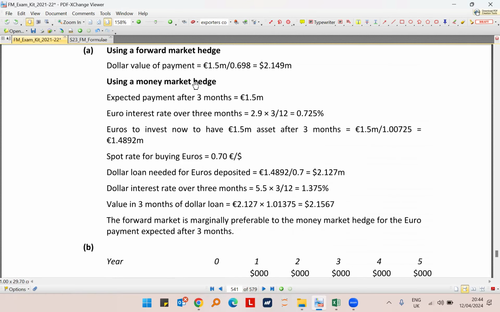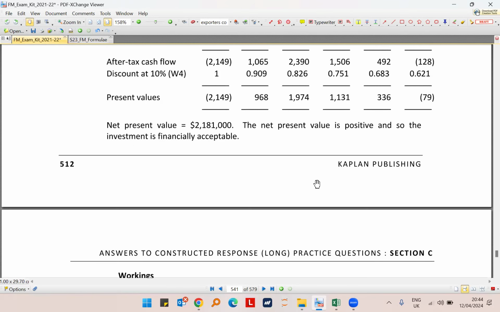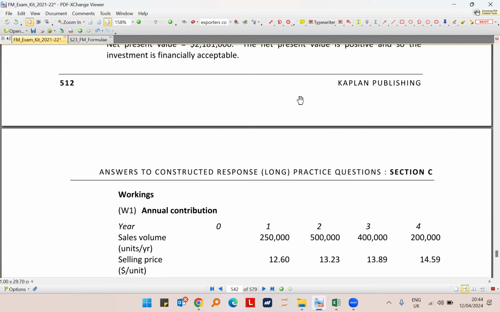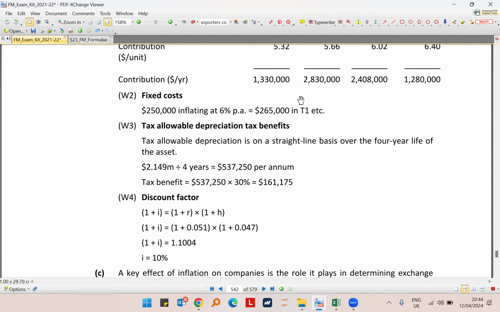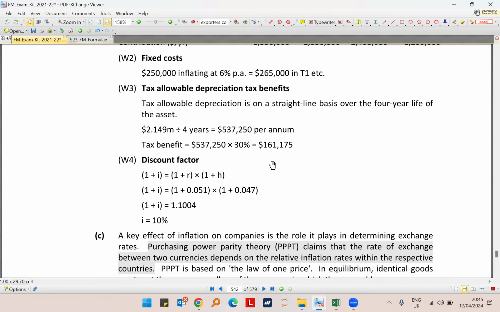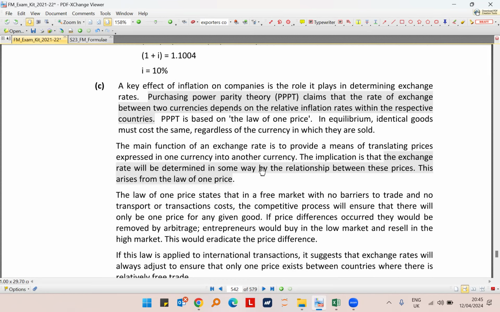So of course, here we have done the same thing. We have reached the same conclusion. Cash flows are laid down here, no problem. NPV is acceptable. Workings are provided here. In case you don't understand some part that we have done, you are all welcome to go and check the solution for that. But what I've brought us here to do is to look at the discussion on inflation and the exchange rates.